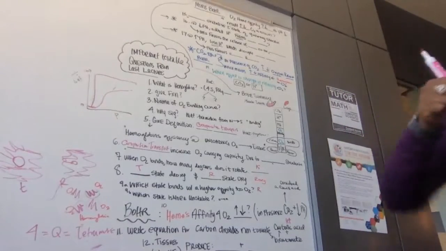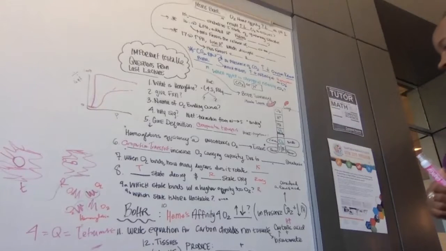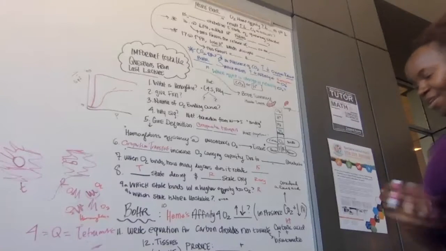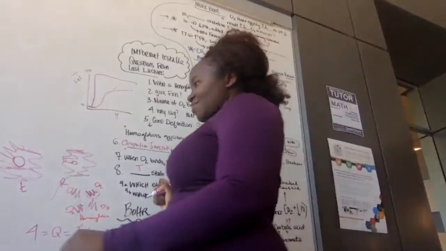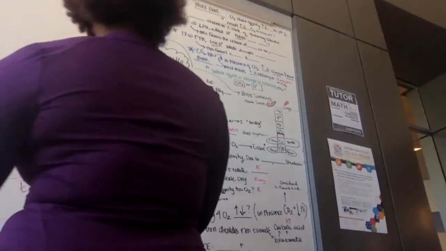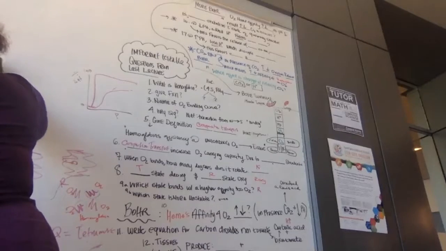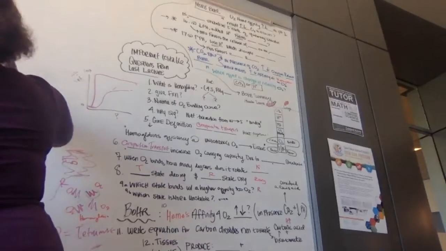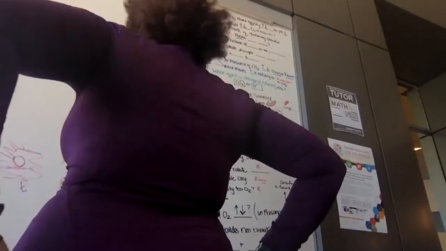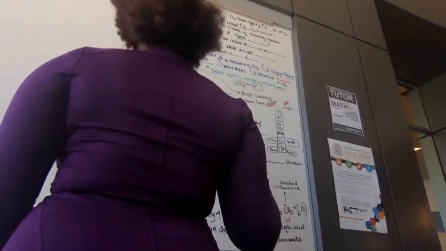So you're saying, if somebody volunteers, I'll walk you through it. This is not going away. Write the equation for the carbon dioxide reaction to make bicarbonate and carbonic acid.